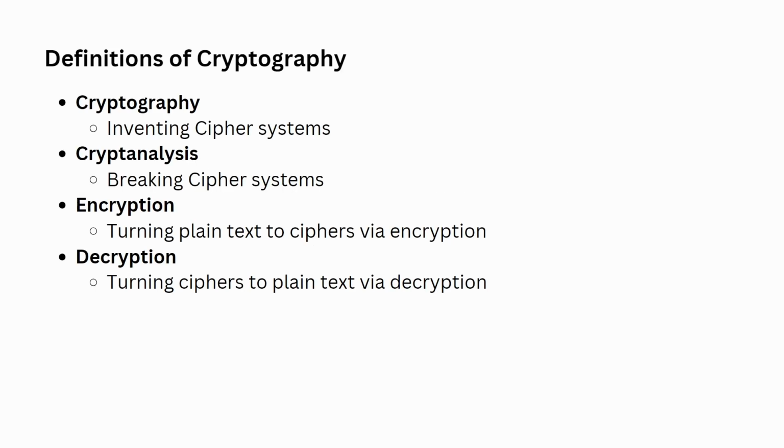Let's briefly discuss the definitions of cryptography. Cryptography refers to inventing cipher systems, cryptanalysis refers to breaking these cipher systems, encryption is turning plain text to ciphers via encryption, and decryption is turning ciphers to plain text via decryption.